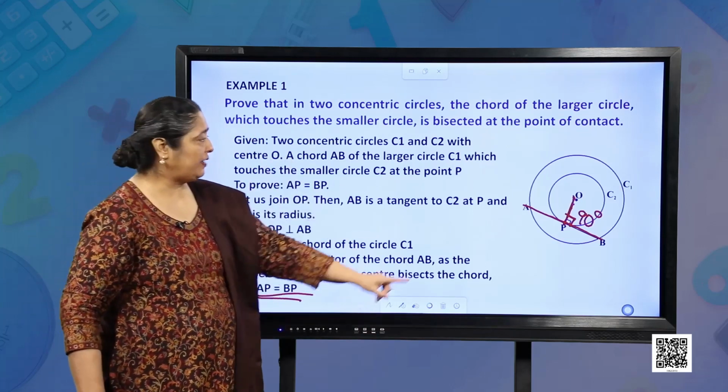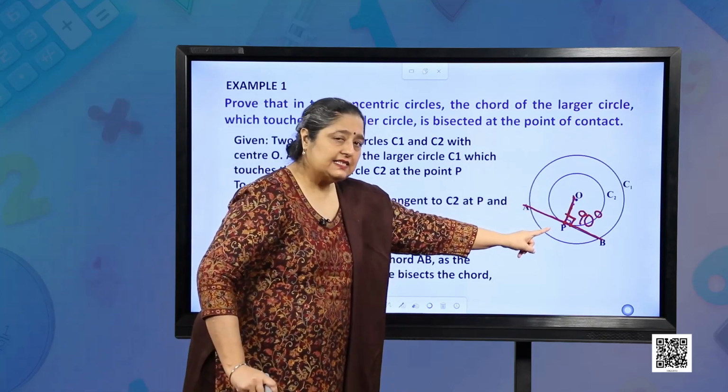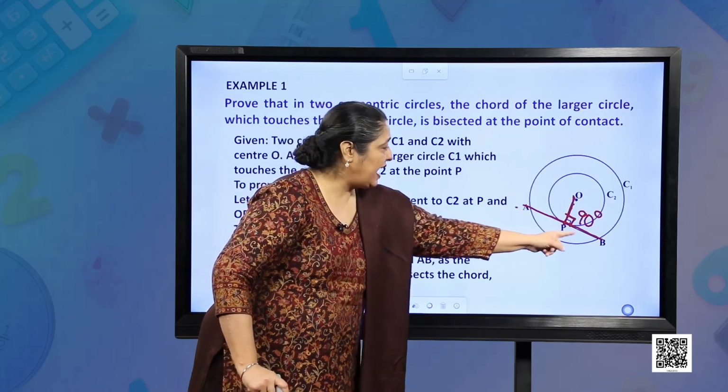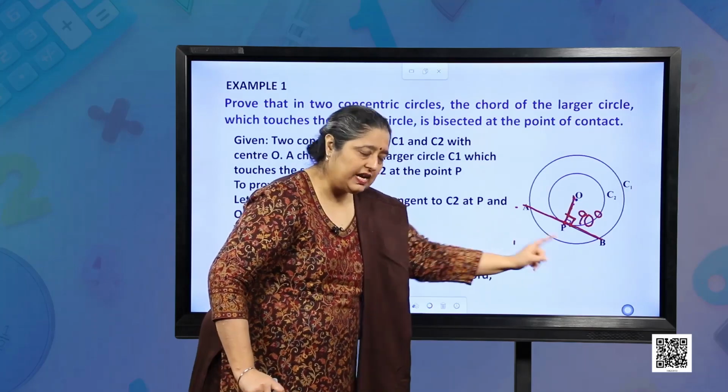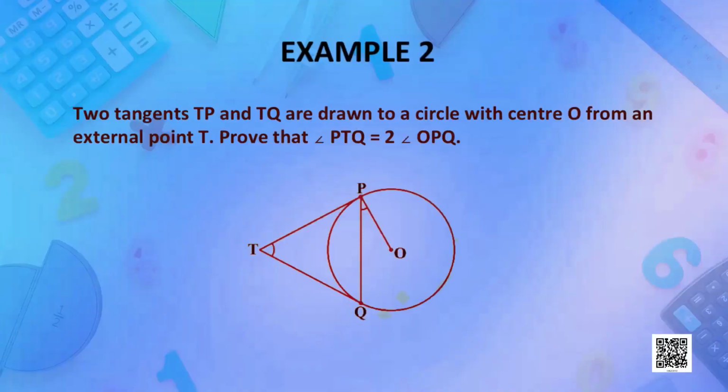The only concept we have used is that OP is the radius and AB is the tangent, so OP is perpendicular to AB. Let us do some more examples. Here we have the second example.